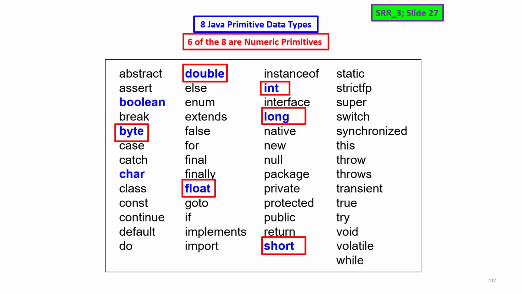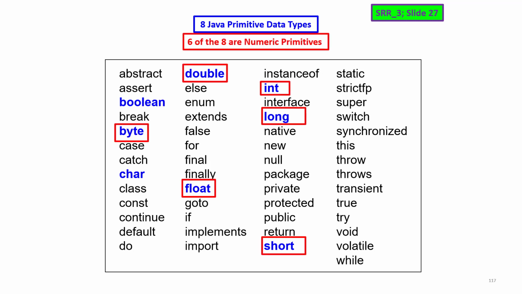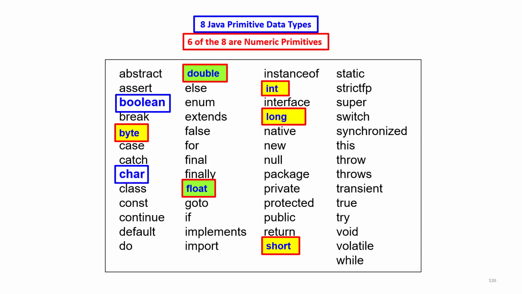We discussed, hold on, got a little ahead of myself. We discussed the 8 primitives in lecture 3. Here on slide 25 of that lecture, they're highlighted in blue. 6 of the 8 are numeric. The 4 integer types, byte, short, int, and long, and the 2 decimal types, double and float. The 2 remaining primitives are Boolean and char. Now, remember, these are data types, not classes. So let's revisit the difference between data types and classes.